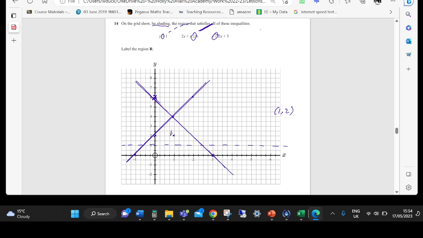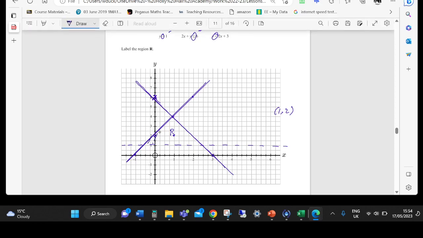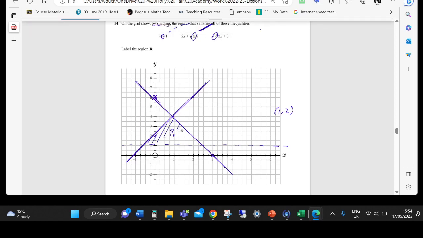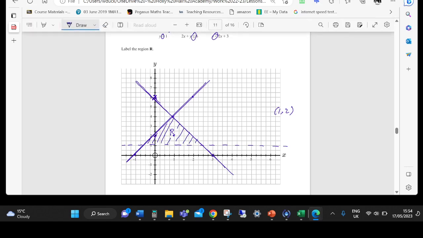So normally we would just identify the region, but the question did say shade in the region. But I don't think you'd find that on your GCSE spec. It would probably just say identify the region.